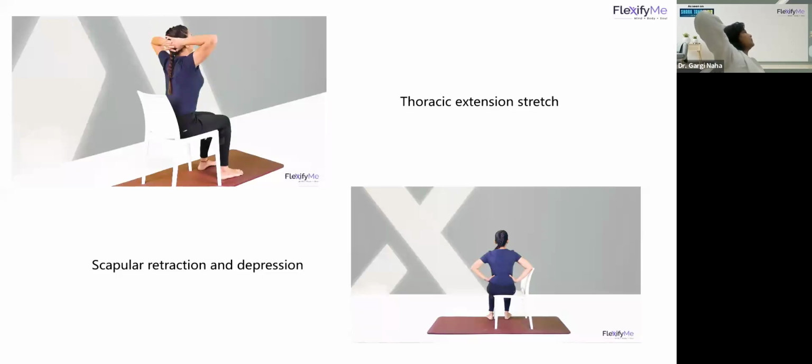Right? Hold this position. Keep breathing. Keep relaxing. Close your eyes. Feel the stretch of your muscle and relax. Come back.